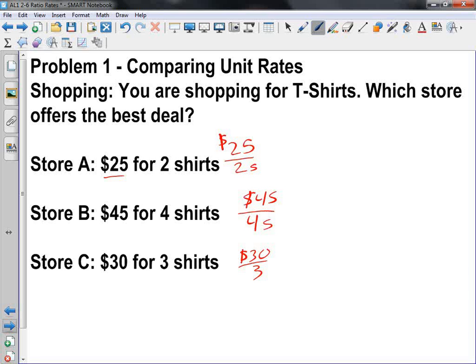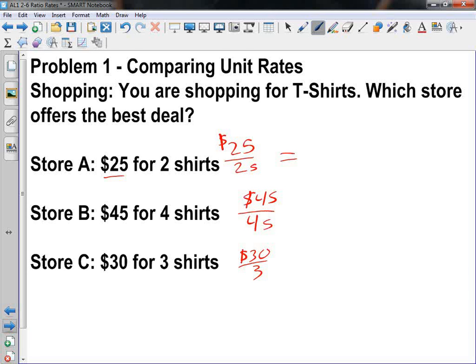Okay. Now we have them all in rates. But if I look at those, do we know automatically which one's best? No. I know some of you guys were doing something in your brain. You were changing them from a rate to a unit rate, right? So we divide.